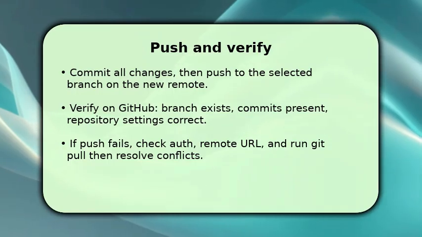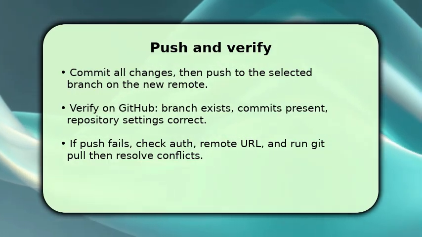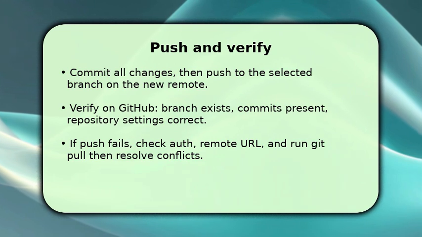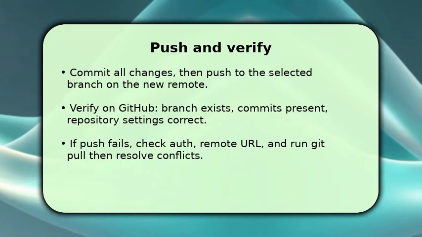Often an incorrect URL or missing SSH key causes failures. As a key troubleshooting tip, if push is rejected, run git pull to retrieve upstream changes, resolve conflicts locally.